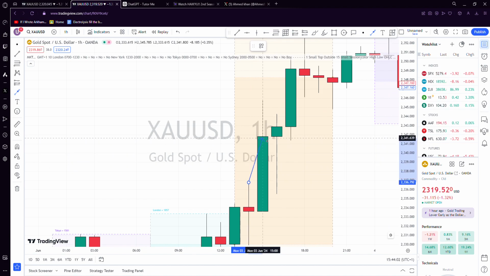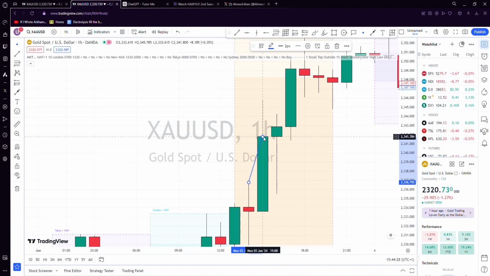The market closed where? Where did the candle close? This bullish candle. Where did it close? Point it to me. Okay, yeah. So once this bullish candle closes, that distance from this wick to the close is called the imbalance.